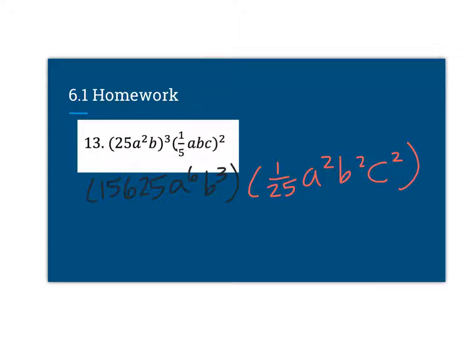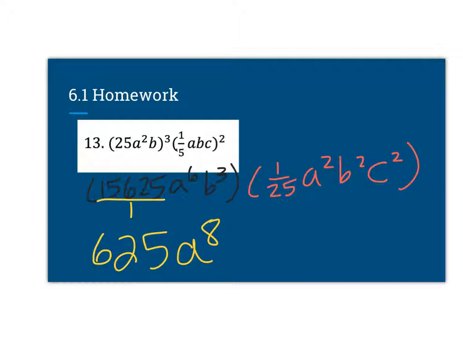Now you have to multiply these two together. So you can think about this 15,625 over 1. So really 15,625 times this 1, and then 1 times 25. And really what you're going to get is 15,625 divided by 25, which is how you get back to that 625. And then if we look at the a's, right here we have a to the 6th, right here we have a squared. So here's 6 a's, 2 a's, that's going to be a to the 8th.